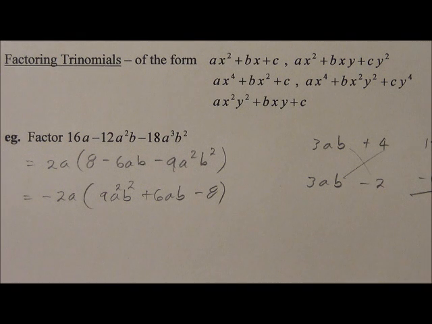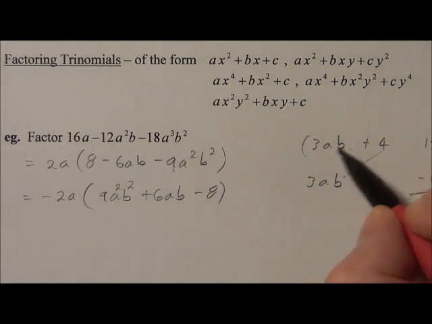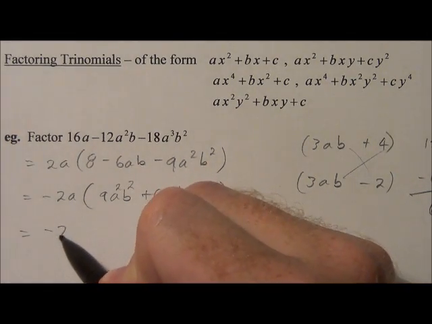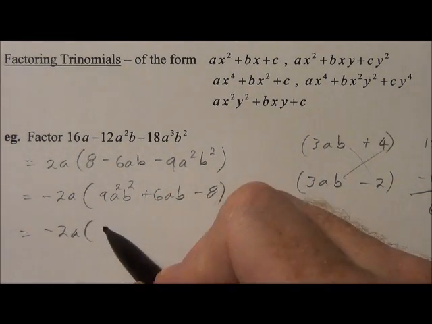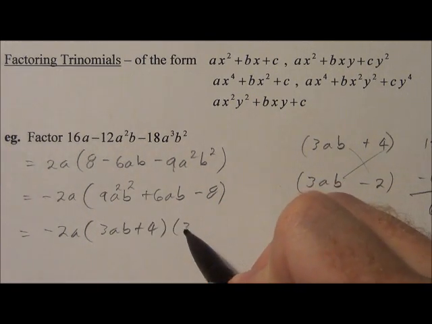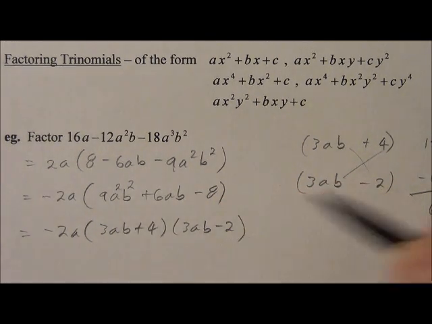So that's the cross products. And then I add them. So I get the sum of cross products. I get 6ab. And I check with the middle term here, which is 6ab. So that means that these are the terms that we want, the factors that we want. So we now just write that out. I get negative 2a times 3ab plus 4 and 3ab minus 2.